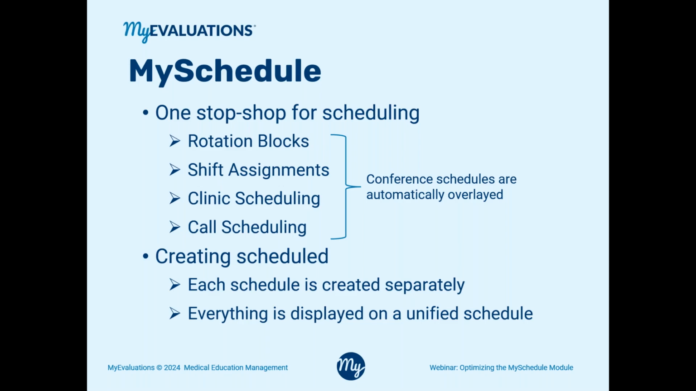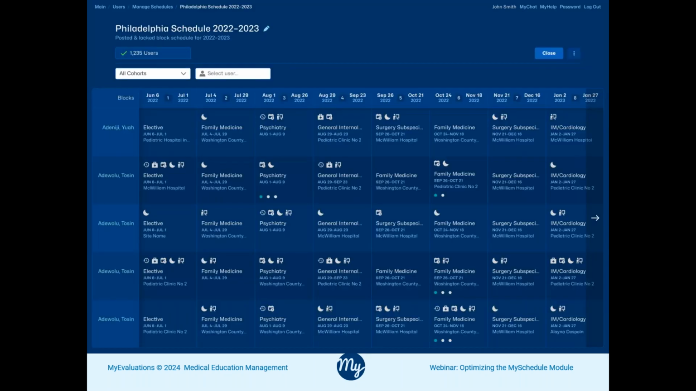And all of that is overlaid on a unified schedule, which is available on the menu option MySchedule. It's also available on login on the home page as a simple review of all the scheduled items. This is what a unified schedule looks like in my evaluations. So here I have an example of the schedule that has 1,235 users on it. I can see that on the top right-hand side.